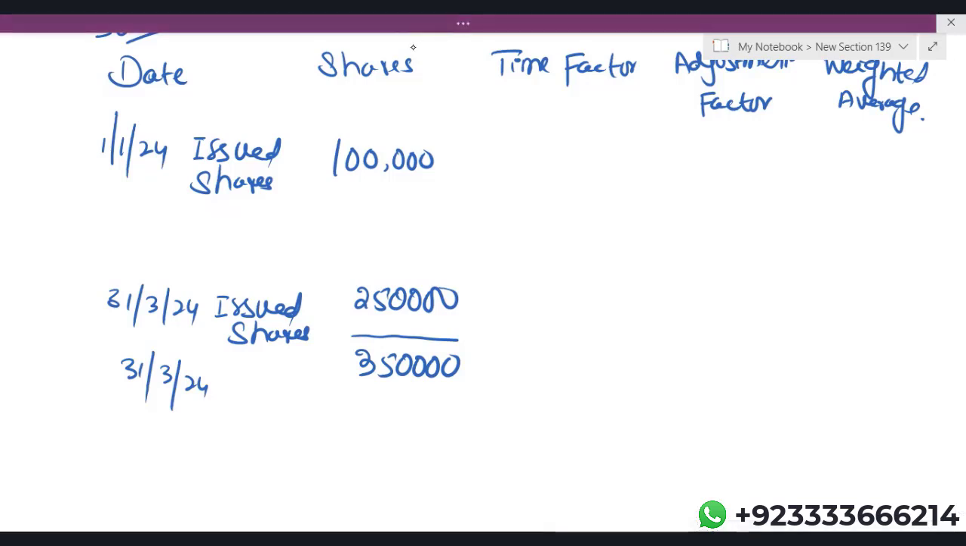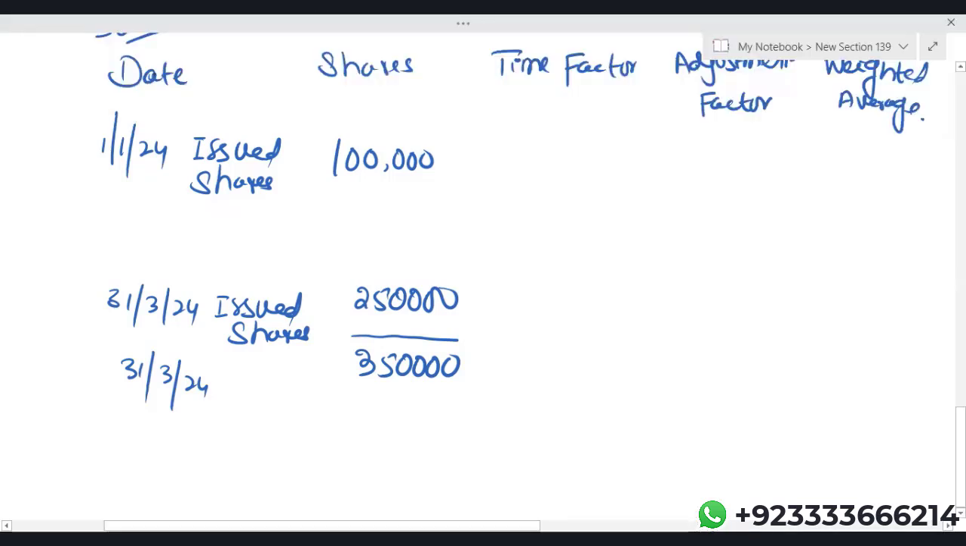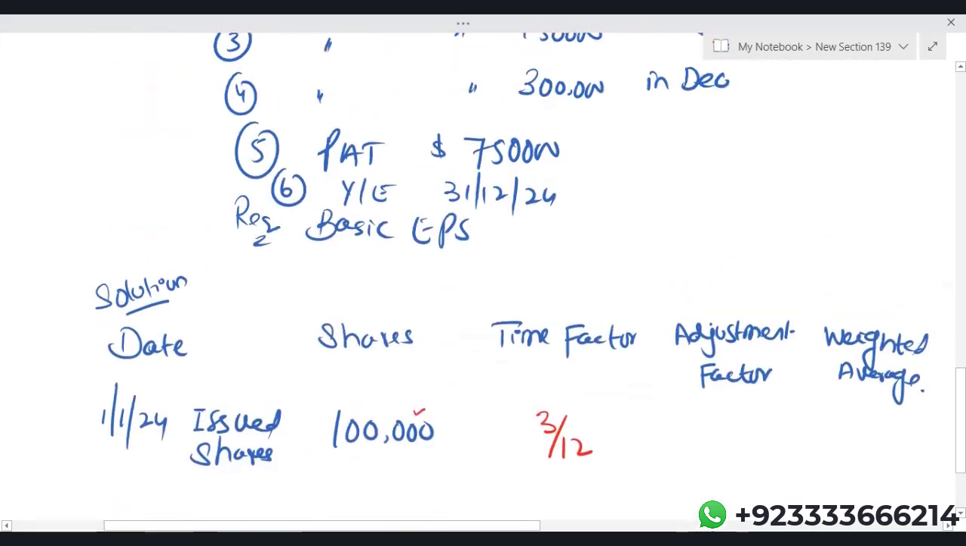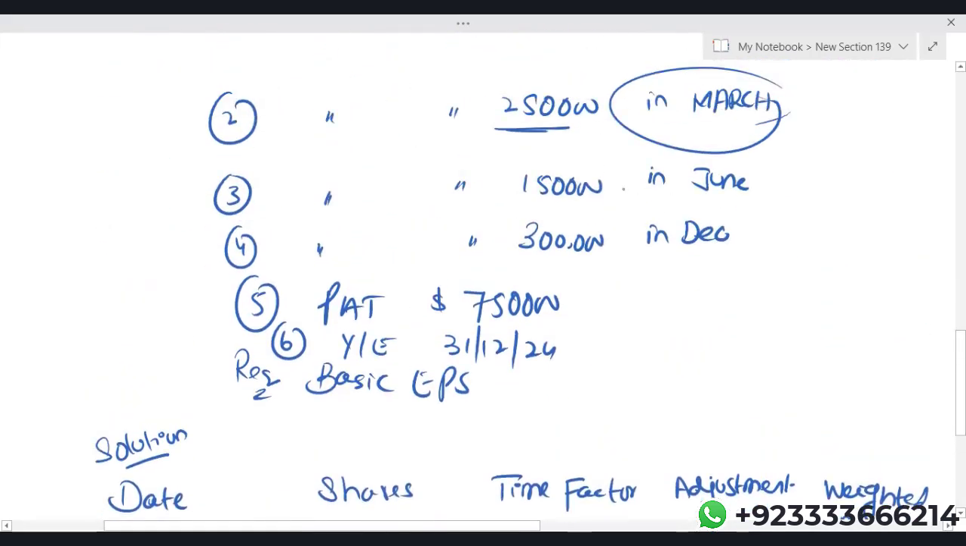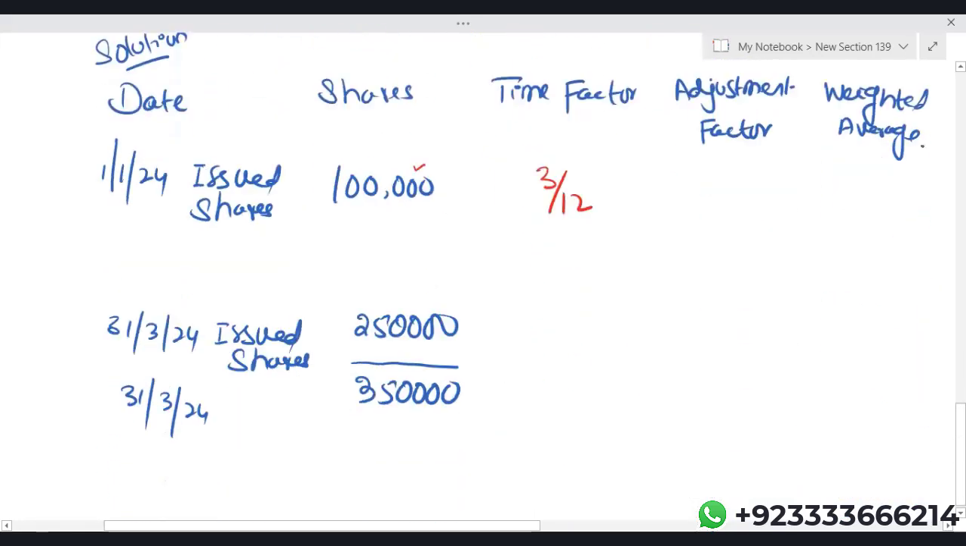Now, what about the time factor? From 1st January till 31st March, the time period is 3 months out of 12. 12 is your accounting period, obviously the accounting period is of 12 months. For the first 3 months, the company is having only 100,000 shares. That is why the time factor is 3/12. Now, after March, what happened? In June, the company has issued 150,000 shares.